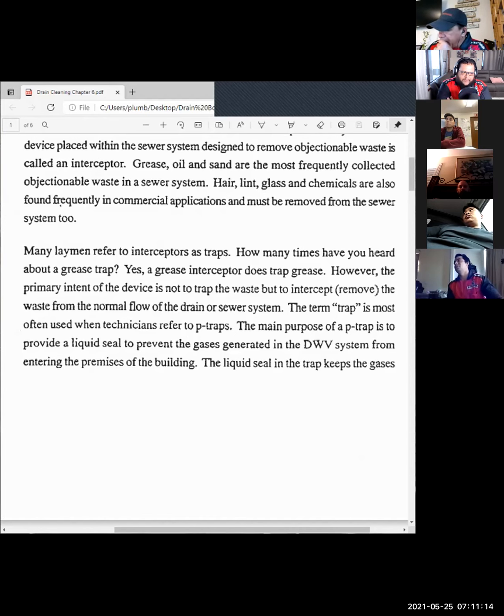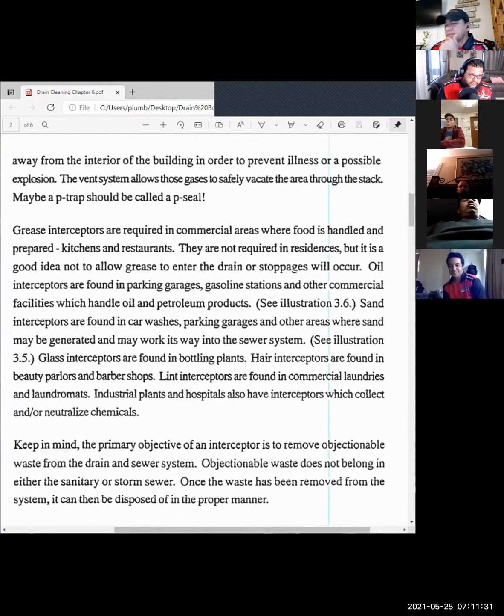The term trap is most often used when technicians refer to P-traps. The main purpose of a P-trap is to provide a liquid seal to prevent the gases generated in the DWV system from entering the premises of the building. The liquid seal in the trap keeps the gases away from the interior of the building in order to prevent illness or a possible explosion. The vent system allows gases to safely vacate the area through the stack.